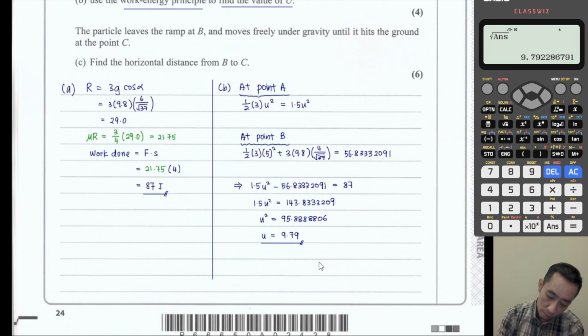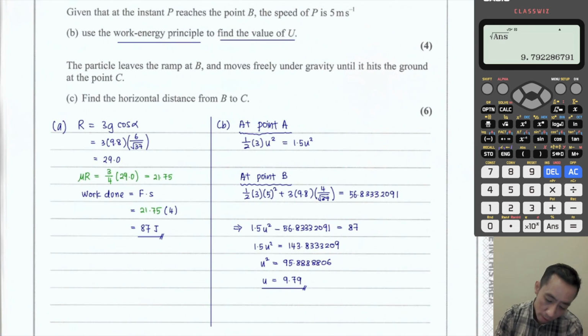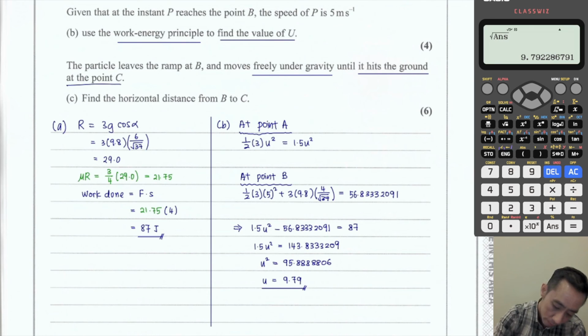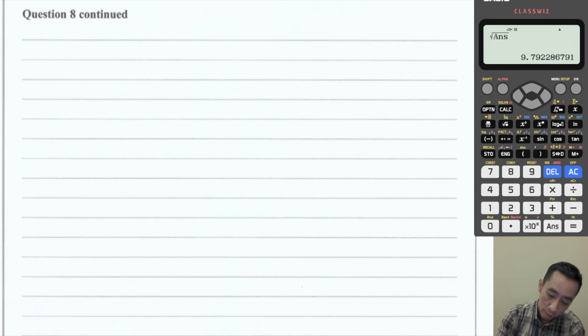Okay, so here we solve for the b. The value of u is 9.79, rounded off to 2 decimal places. Okay, so now next, the particle leaves the ramp at B and moves freely under gravity until it hits the ground at point C. So we are asked to find the horizontal distance from B to C. So how are we going to do this? Now let's see here.